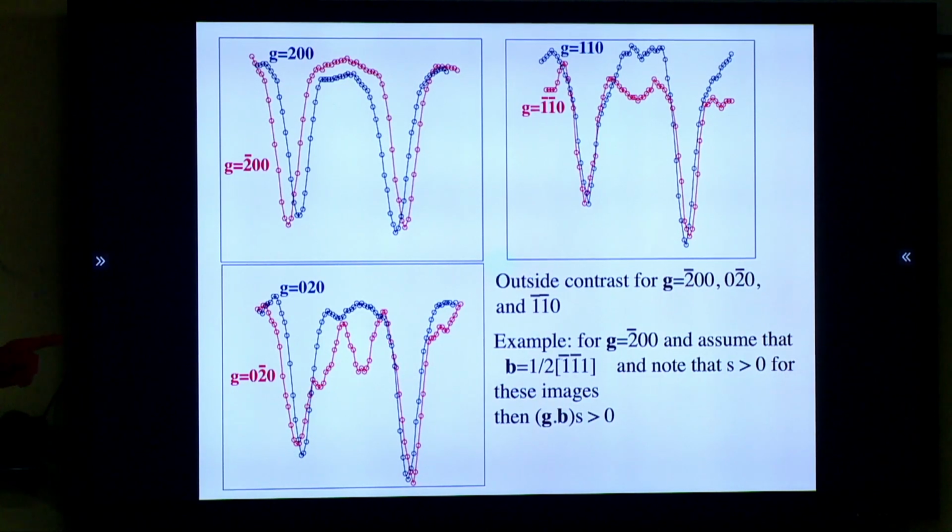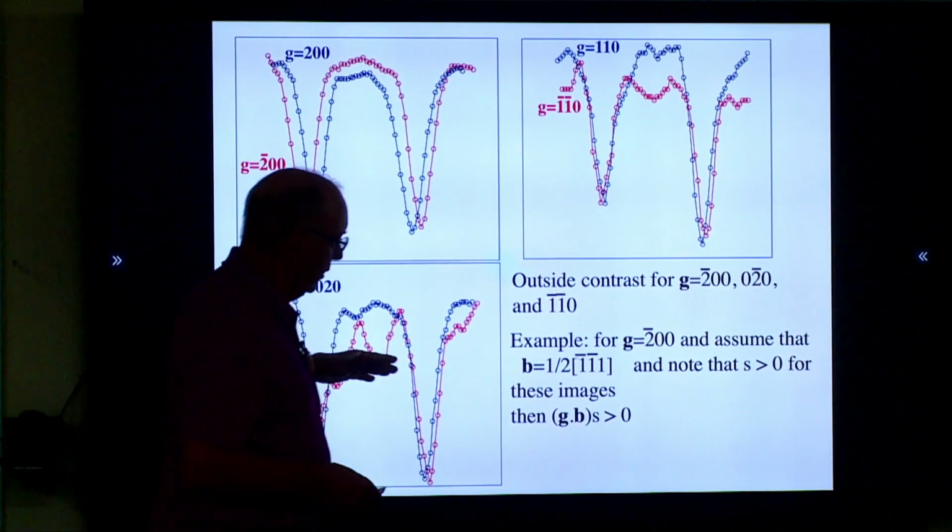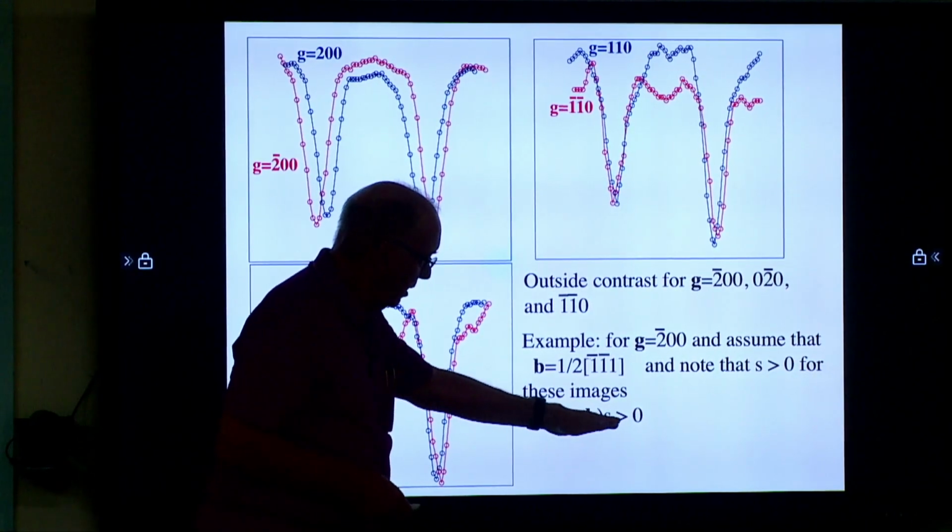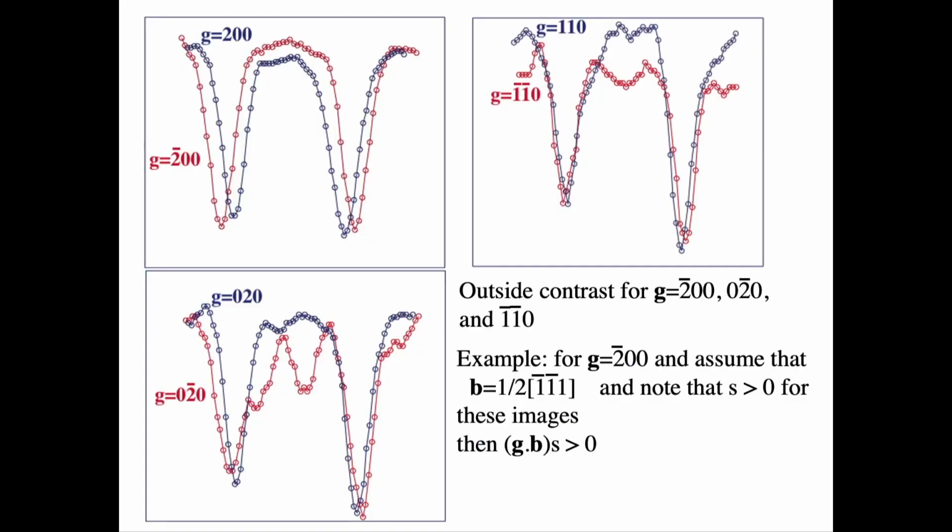So for bar 200, assume that we have half bar 1 bar 1. And note that for these images, S is greater than 0. So our g dot b S is above 0, is positive. And so these loops are interstitial in nature.